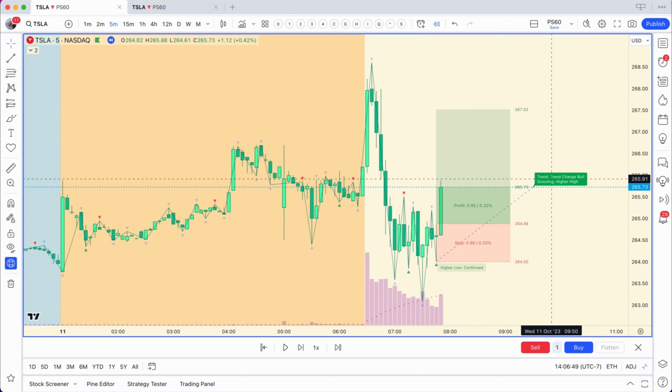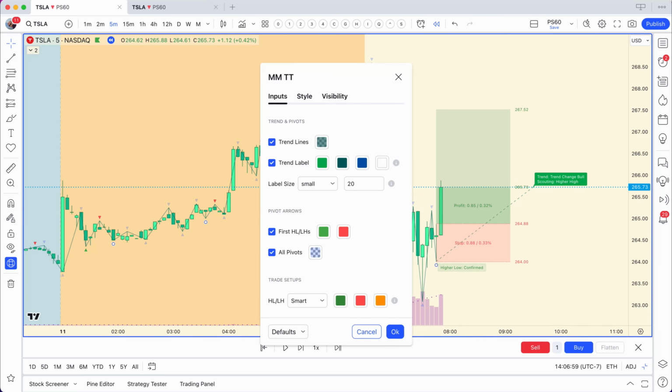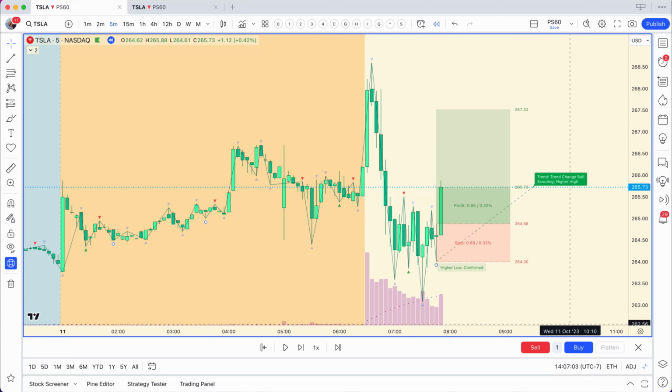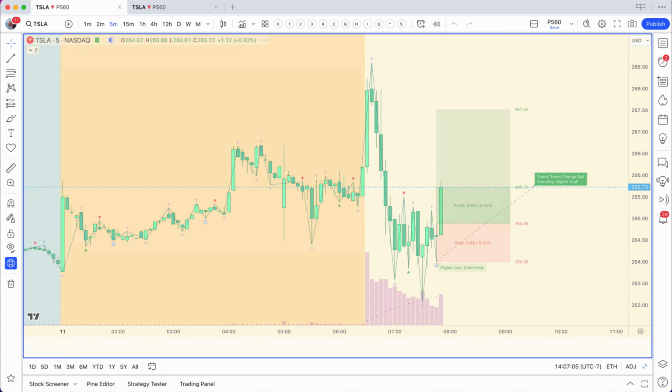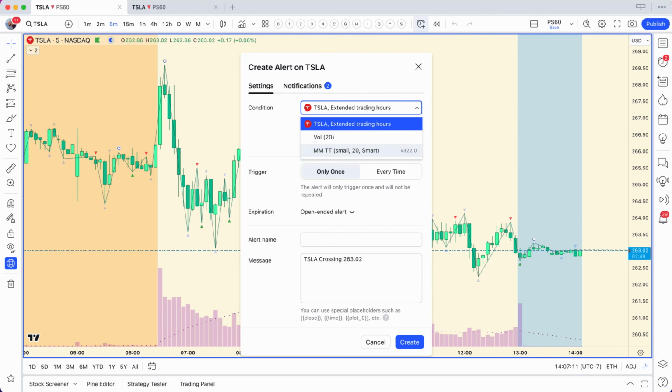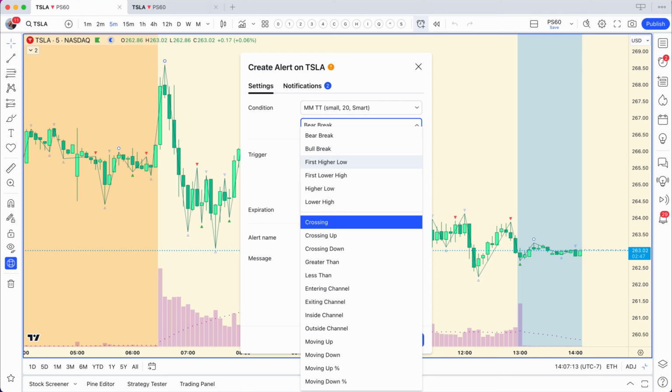But it's pretty fun to play with when you first get it, and have it be reminding you constantly about what's going on. And then you'll find yourself doing things like, say you want to create an alert. I've got to get out of replay mode one second. So let's say on Tesla, you want to get alerted anytime there's a first high or low. So you go into here, you select the trend tracker, you say first high or low.